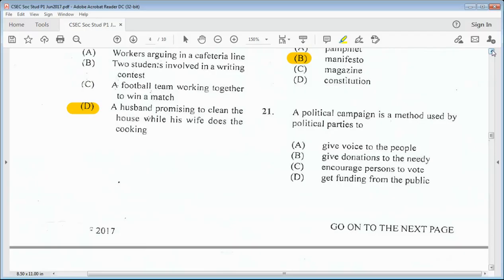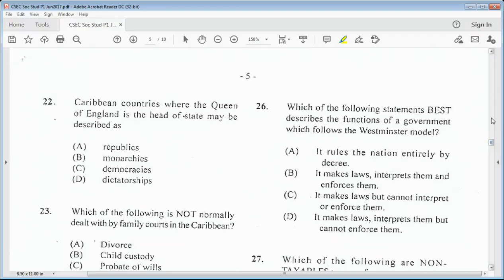A political campaign is a method used by political parties to A, give voice to the people, B, give donations to the needy, C, encourage persons to vote, or D, get funding from the public. So a political campaign, right? What's the purpose of a political campaign? Isn't it to encourage persons to vote? So C would be our answer. Let's go on to 22.